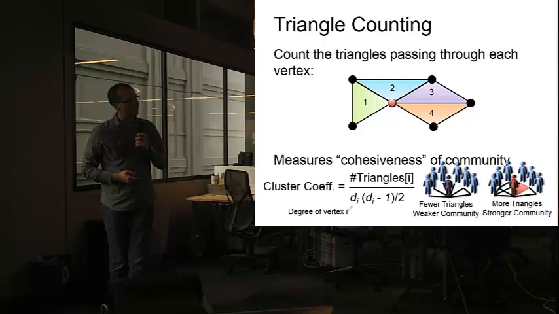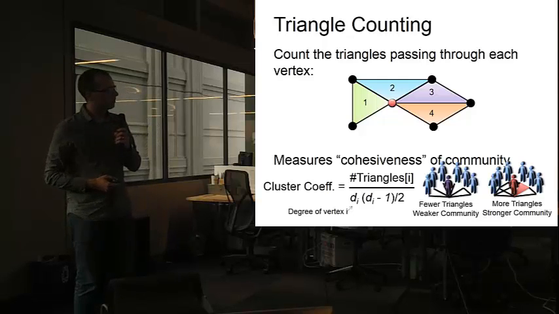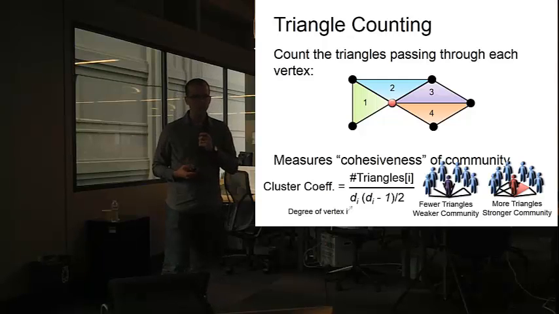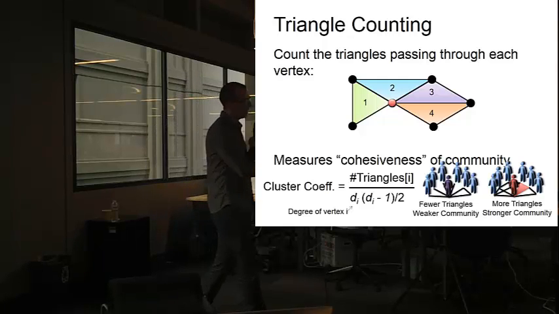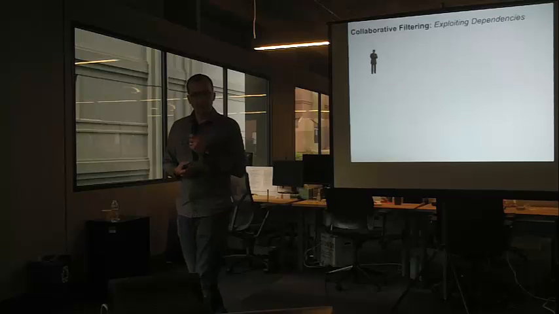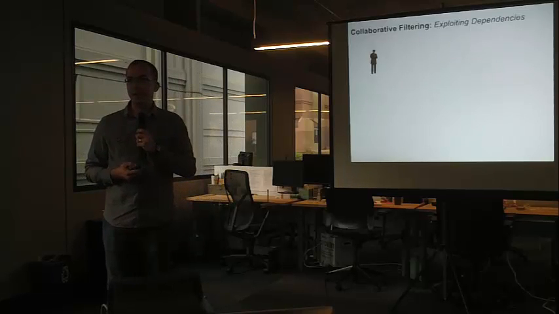And so the idea is that vertices that have fewer triangles have a weaker community, and vertices that have more triangles have a stronger community. And so being able to identify vertices or users with strong communities, I might be able to target ads more effectively. So another task that we like to look at is collaborative filtering.